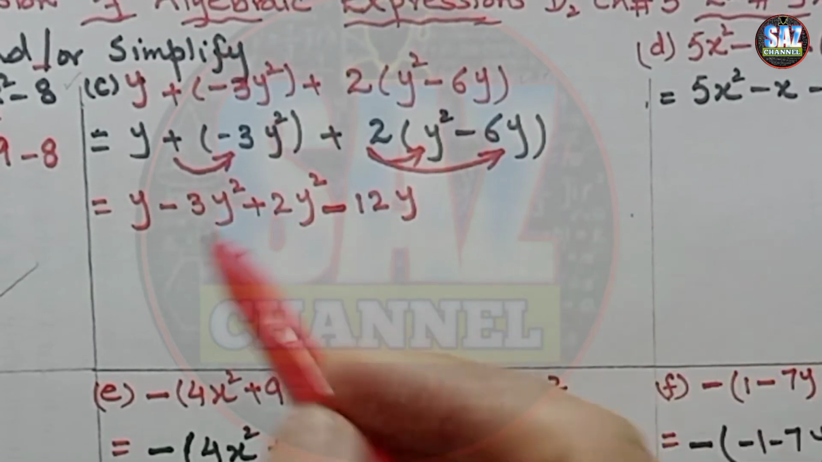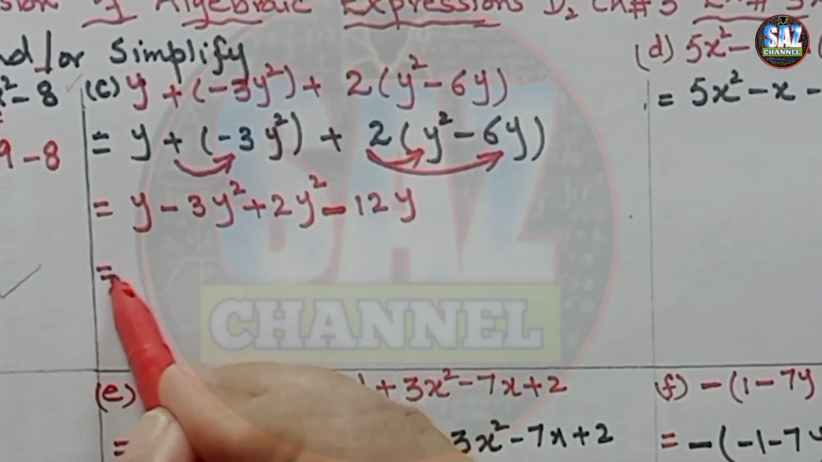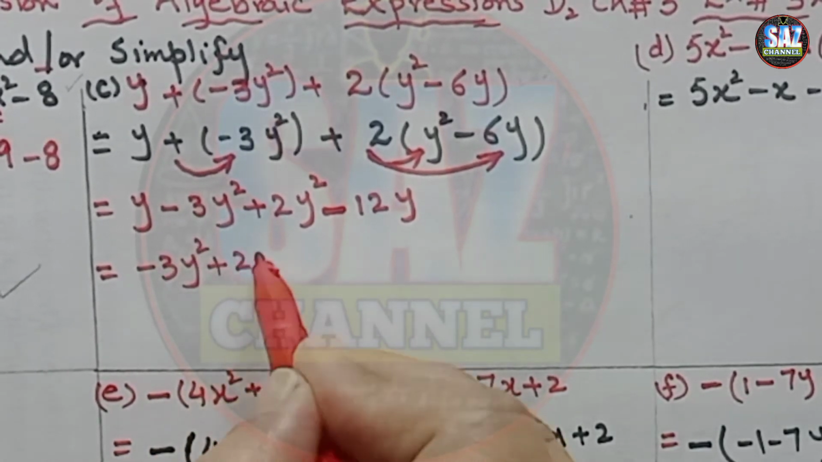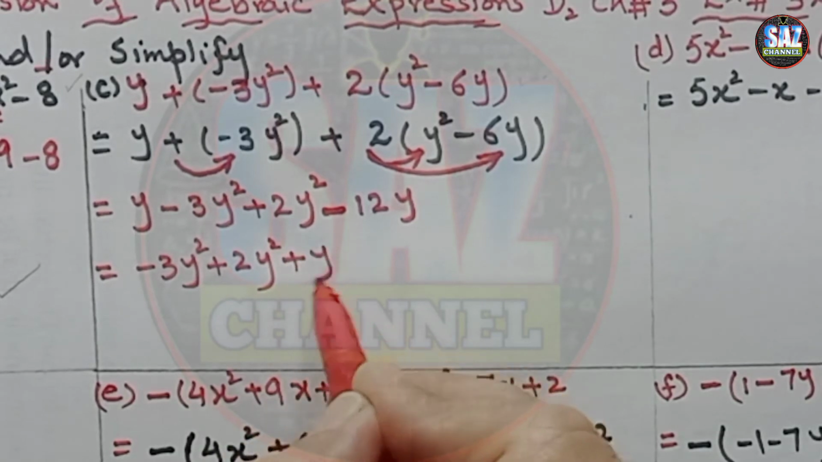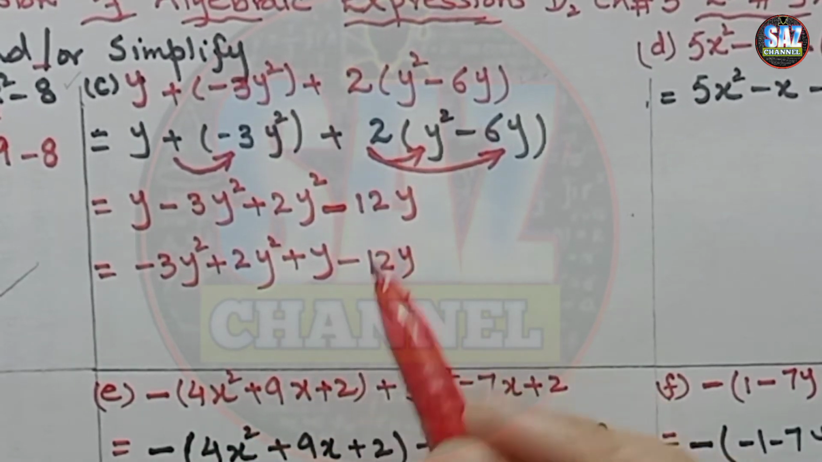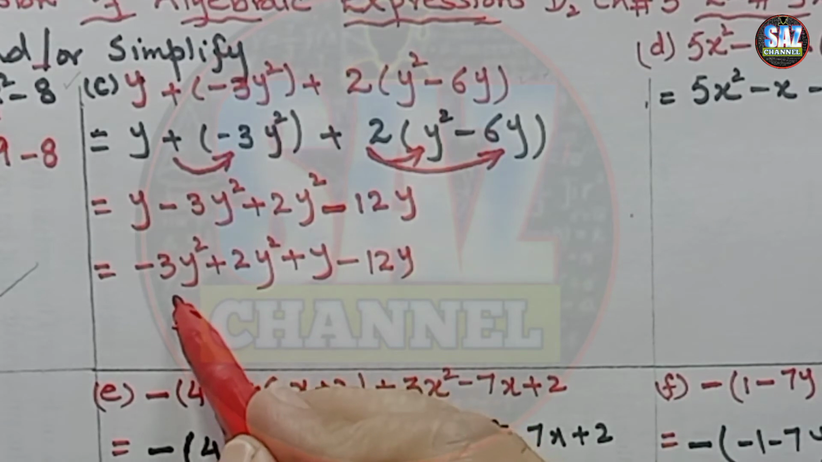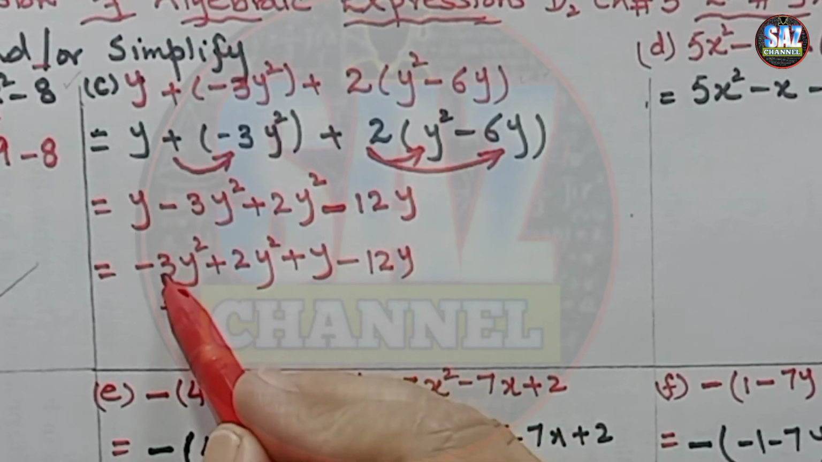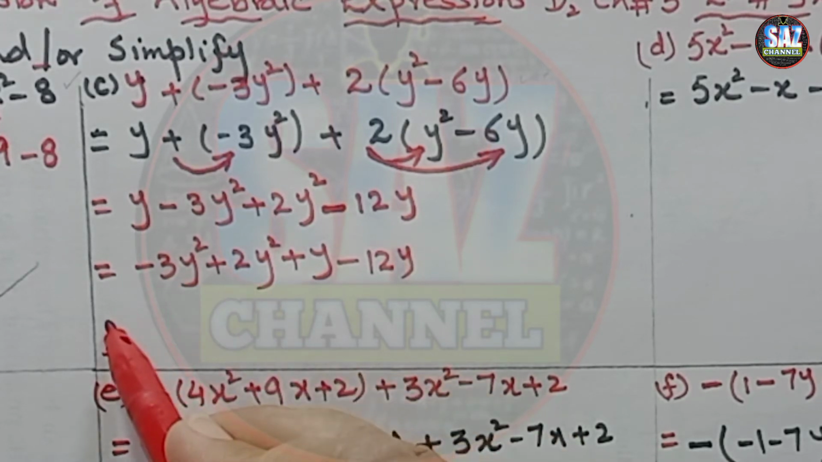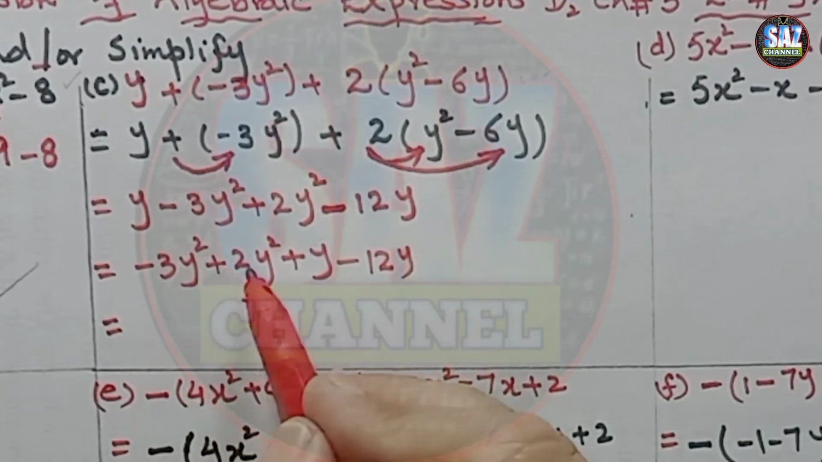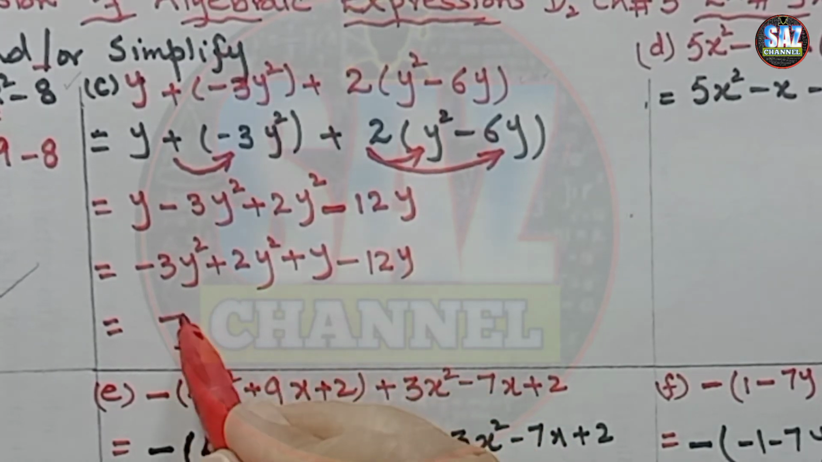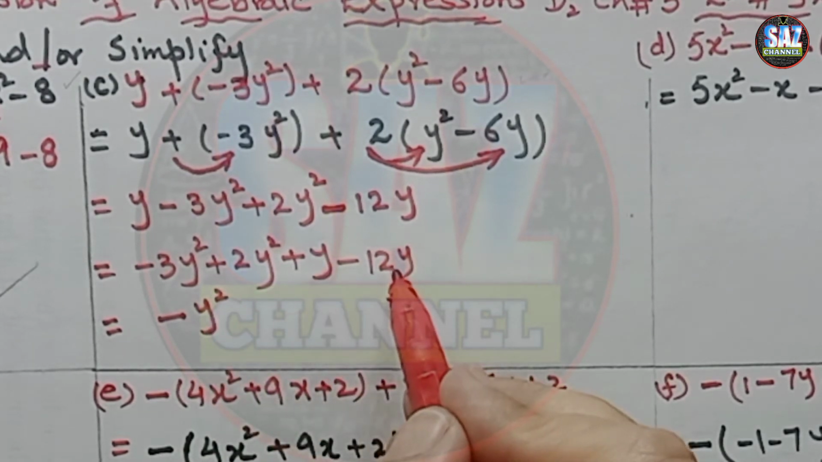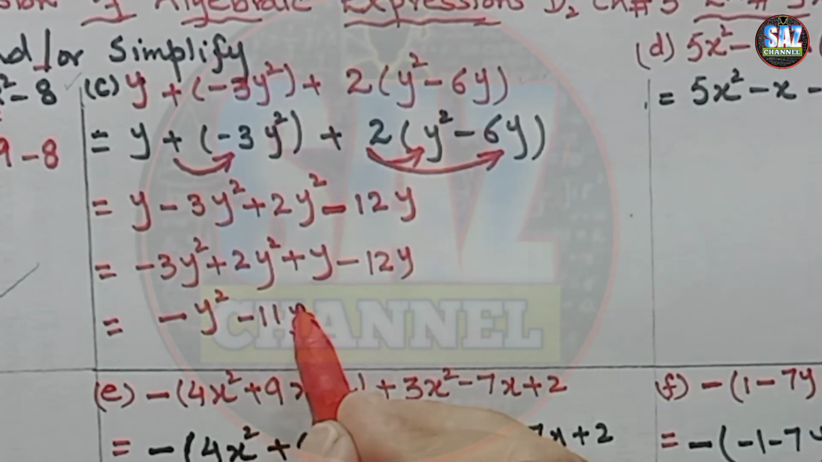Now we have applied the distributive property and we have removed the parentheses or brackets, and after that what we have to do is write down the like terms together. Okay, minus 3y square plus 2y square plus y minus 12y. Now after writing the like terms together, we have to solve these like terms according to the rules that they have. Minus 3 plus 2, that means I have to add these two terms up, and my answer will be minus y square. And coming to plus 1 minus 12 will give me minus 11y.